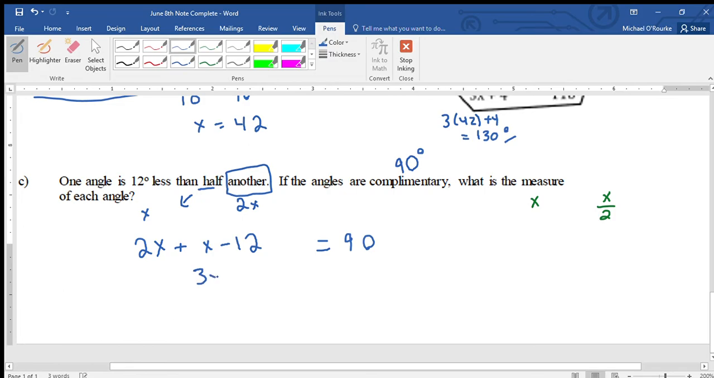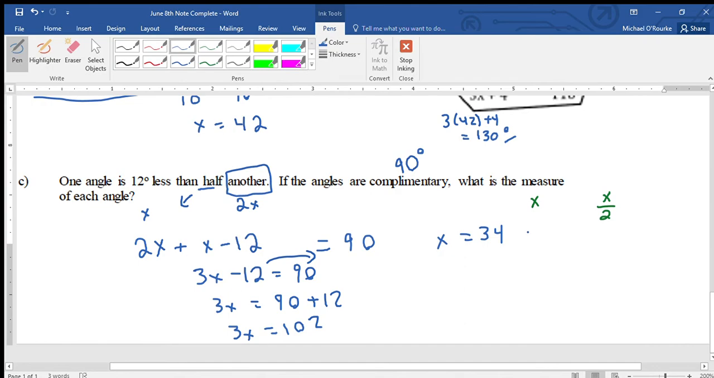So that's going to be 3x minus 12 equals 90. Let's move that over. So I get 3x equals 90 plus 12, which equals 3x equals 102. Then I'm going to divide both by 3. So that's going to equal 34. So x is 34.